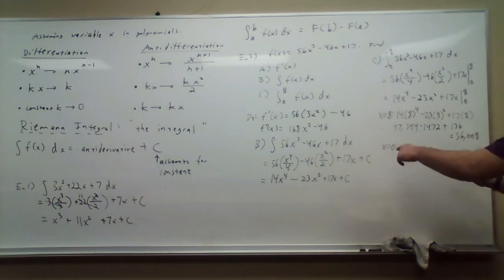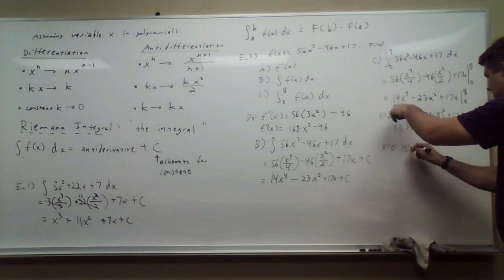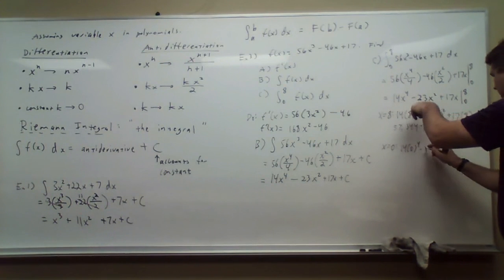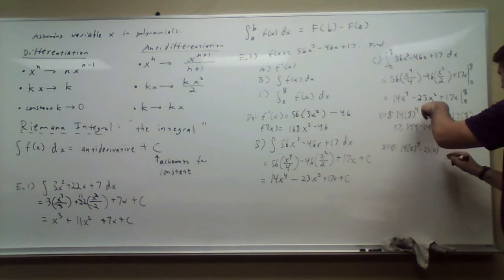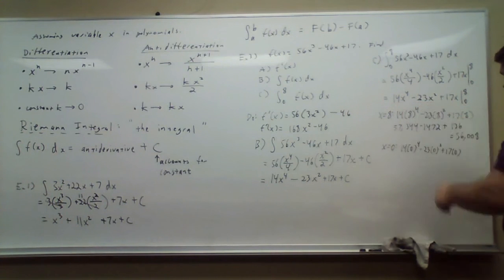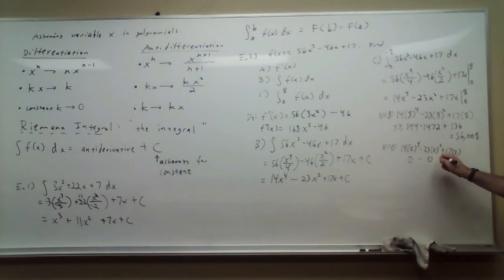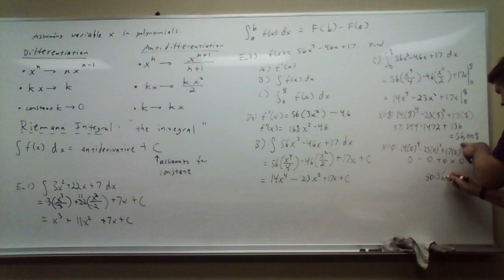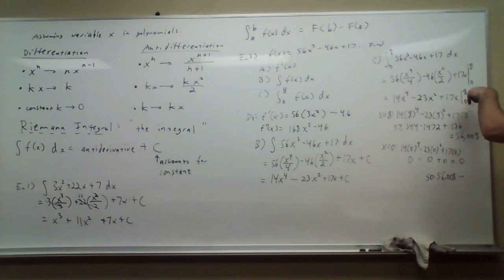Okay, next I'll plug in x equals 0. So that's going to be 14 times 0 to the fourth minus 23 times 0 squared plus 17 times 0. 0 minus 0 plus 0 is 0. So I will take the result from 8, 56,008, and subtract the result from 0. Antiderivative with 8 minus antiderivative with 0, which I got 0.